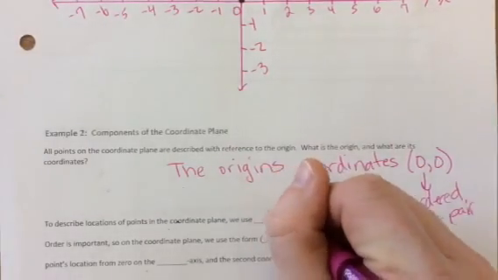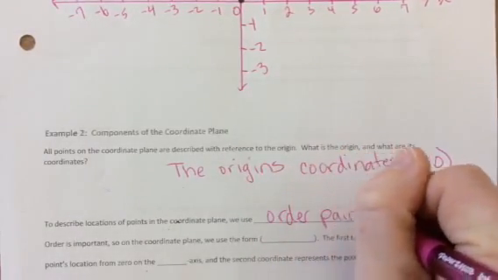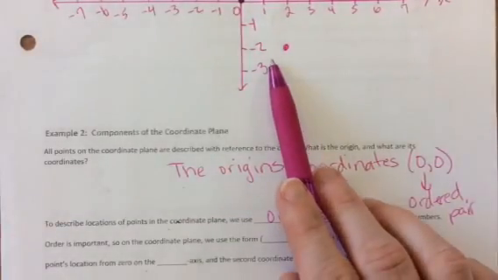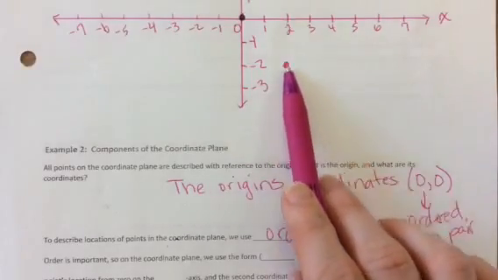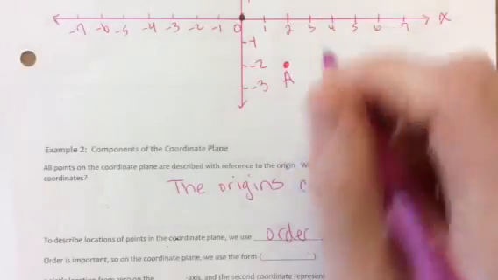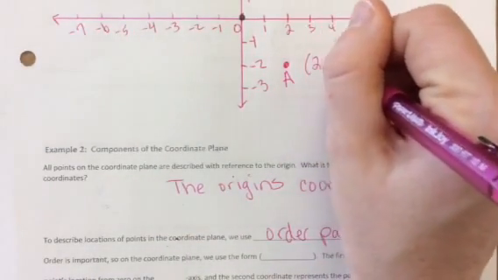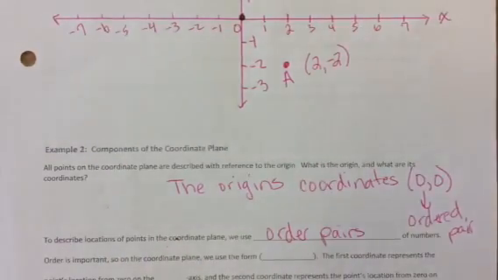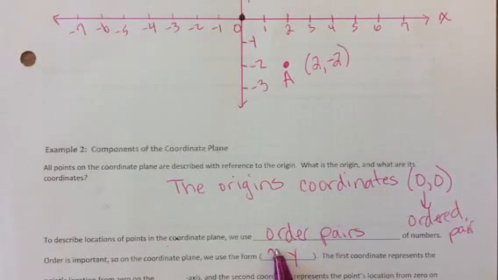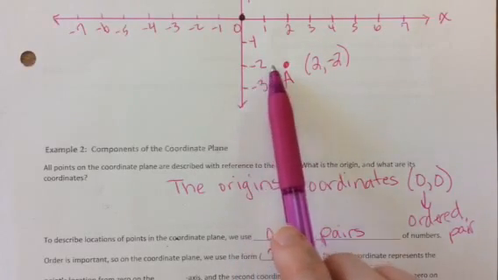We use ordered pairs. So if I want to know where this point is, if I ask you to give me the ordered pair, first you need to tell me where it is on the x-axis, it's at 2, and where it is on the y-axis. So the ordered pair, let's call this A, would be 2, -2. Okay? Order is important, so on the coordinate plane, we use the form x, y. So what that means is, where does the point fall on the x-axis? 2 is first. Where does the point fall on the y-axis? -2.